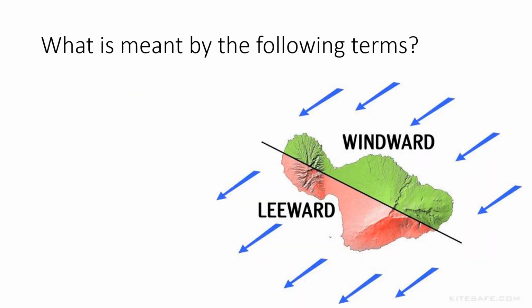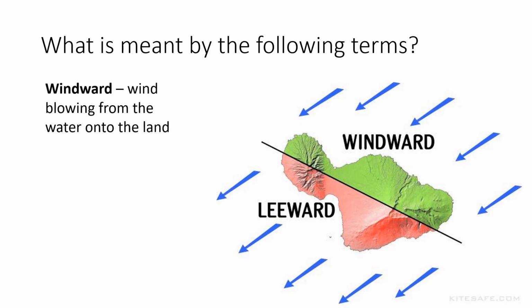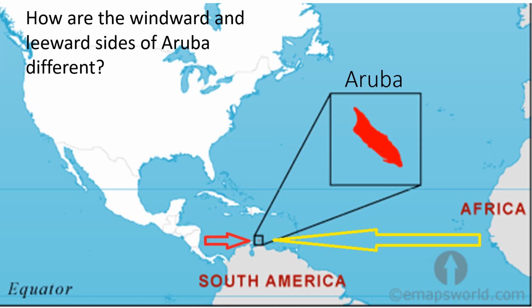Now, these two terms are windward and leeward, and this is specifically talking about islands. The windward side of the island is where the wind is blowing from the water and it hits the land side of the island. On the other hand, the leeward side is the other side of the island, where that wind has gone over the island and now is blowing out to the water. And there's a very distinct difference with islands from one side to the other that is caused by the wind and how the wind hits the island.